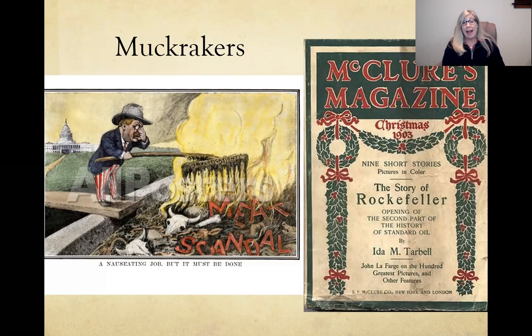One magazine that was part of this muckraking tradition was McClure's magazine. And notice this woman, Ida Tarbell. She's going to take on J.D. Rockefeller and all of his predatory pricing and all of his big business tactics and strategies that hurt consumers and hurt small businesses and force them out of business. She's going to expose all of that through a series of essays written in McClure's magazine.